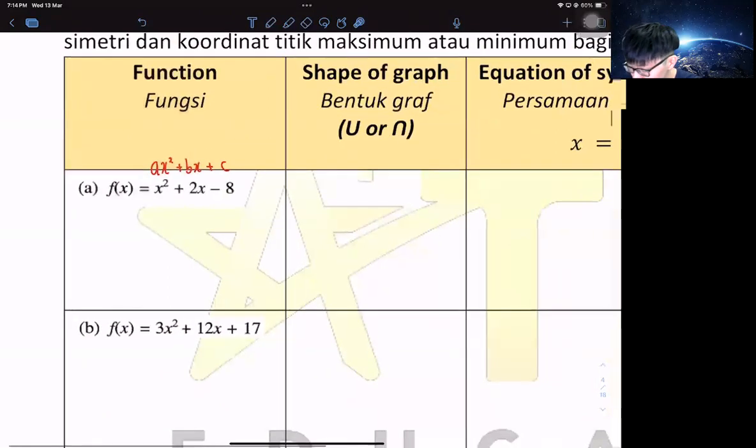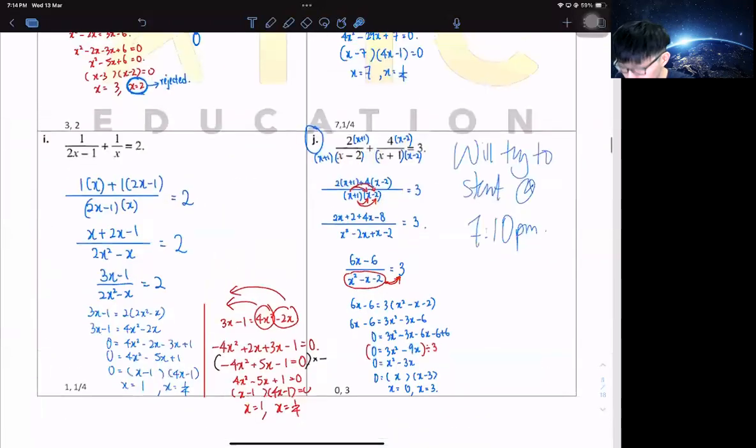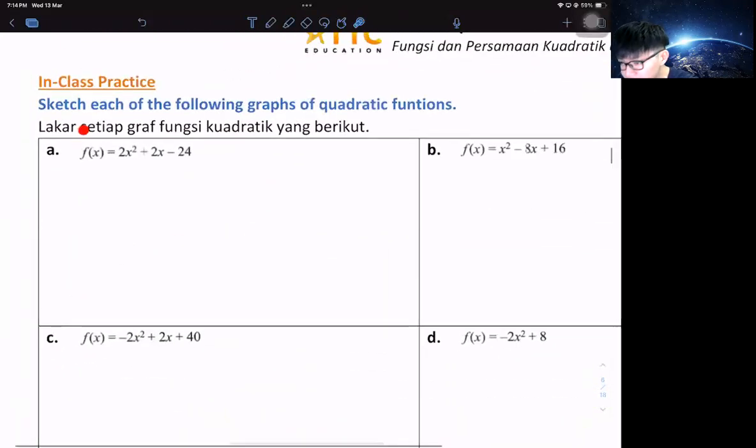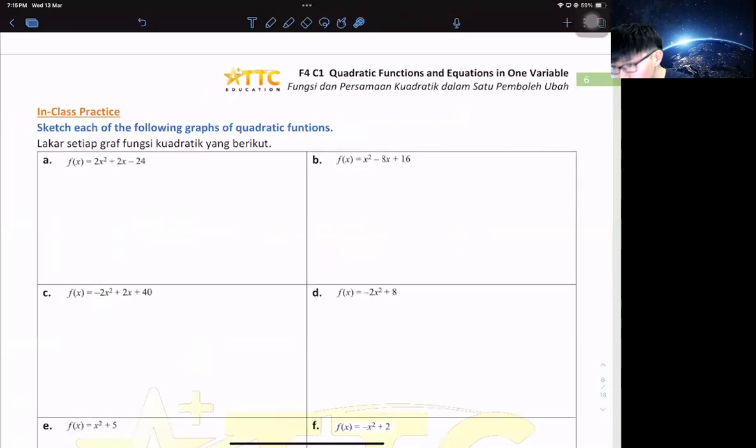Ready? So your first new thing is here. Shape of graph. You know why? Because after you're done learning all the 5 things, your ultimate question would look like this. They're going to make you sketch graphs. So by the time you are able to sketch a full graph, that means you are one of the pros in Form 4 Chapter 1. But you're not there yet. So today you learn one by one.